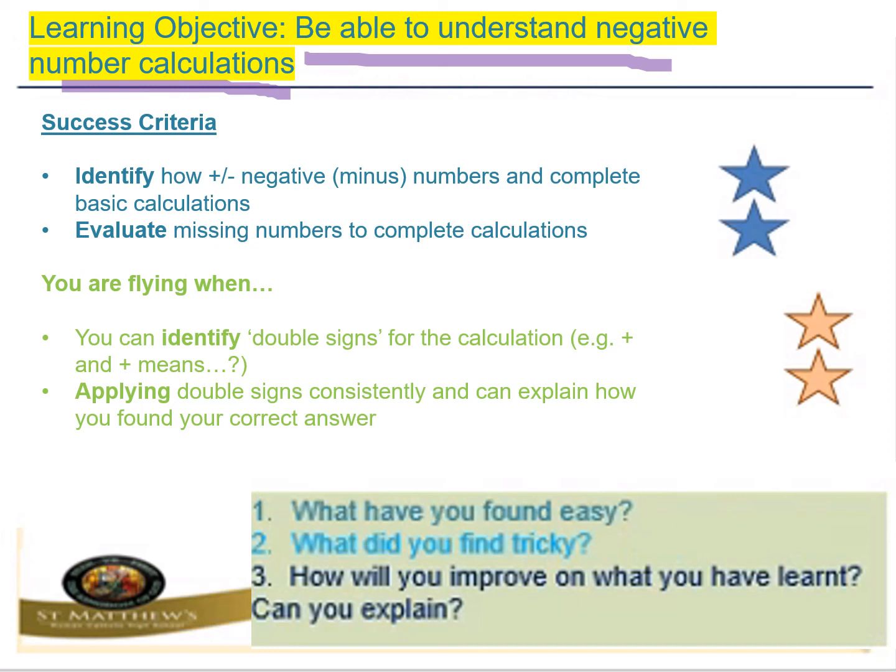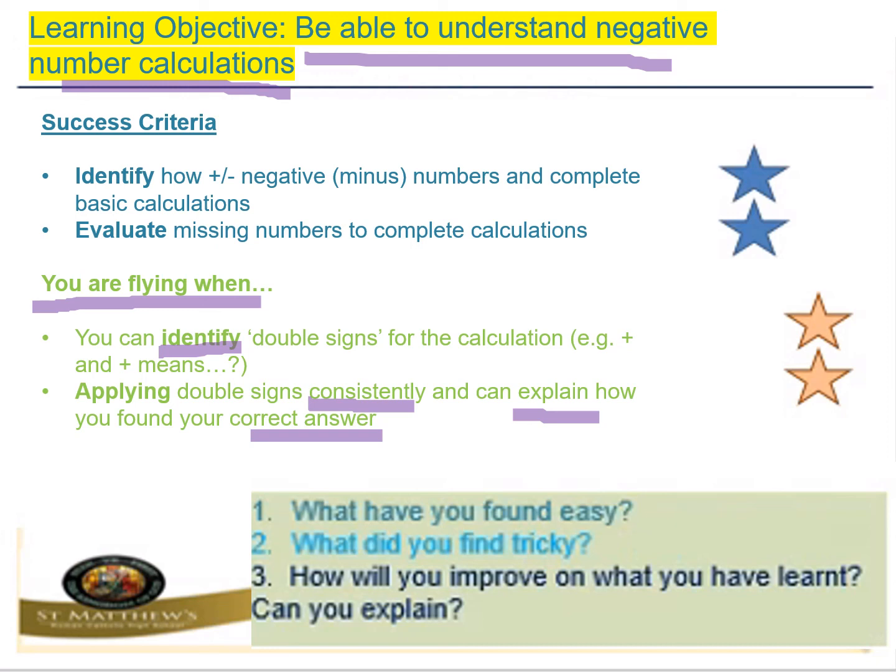Okay. And in our success criteria, you are flying when you can identify those double symbols, which you have been doing. So for example, what does a plus and a plus mean? Well, you should be able to tell me now. And are we applying them consistently? And can you explain how you found your answer? Can you explain to me why it was a positive answer or why it was a negative answer? Okie dokie.